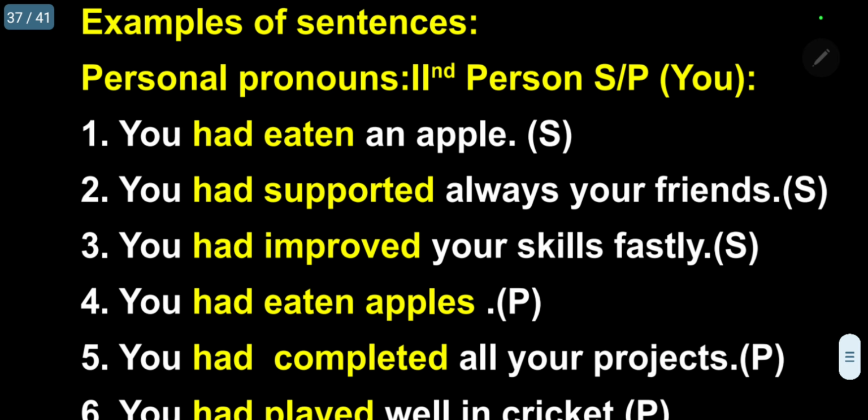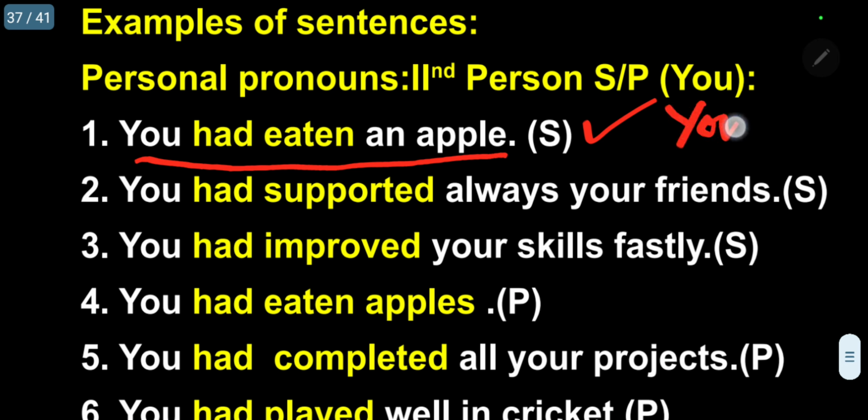So depending upon the sentence, we have to identify. It's very, very difficult. Please follow. I can tell you. You had eaten an apple. So I am giving singular. Normally in English, you is used for singular and also for plural, second person.